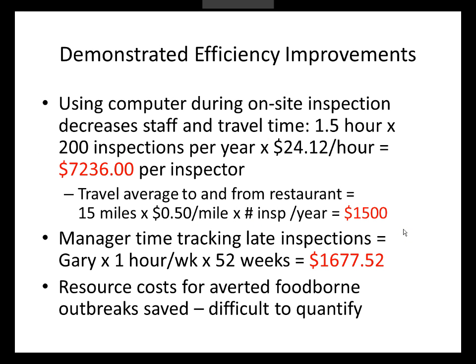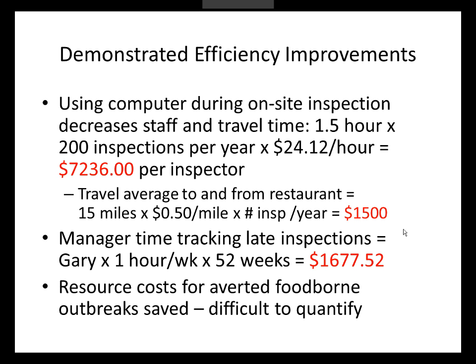So the hour and a half it took even just to drive back and forth between a restaurant, over the 200 inspections a year that one inspector does, times their $24 an hour rate of pay, yielded $7,000 per inspector. So we had 5 inspectors. If all 5 were on board, that was quite significant. In addition, the travel time back and forth from the restaurants, another $1,500. The manager spent time tracking late inspections every week, at least an hour at a supervisor managerial level. That's an additional savings of $1,600.